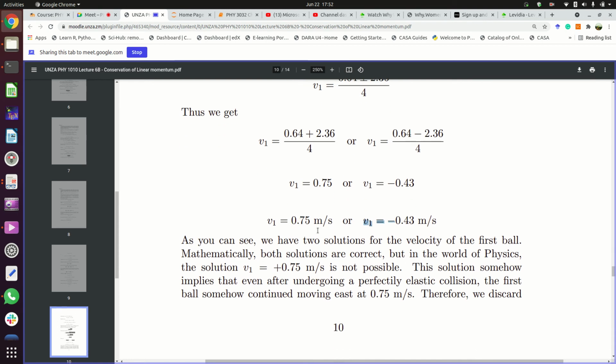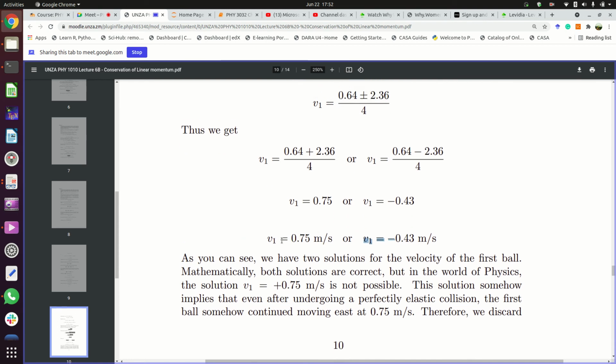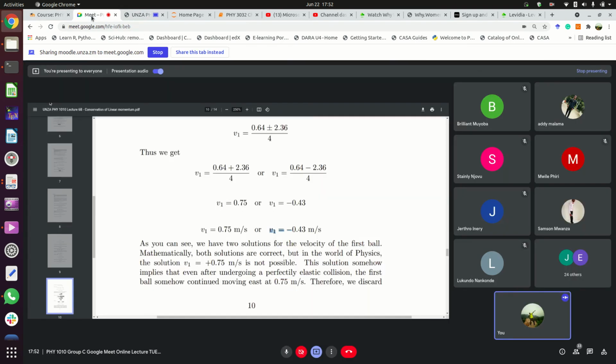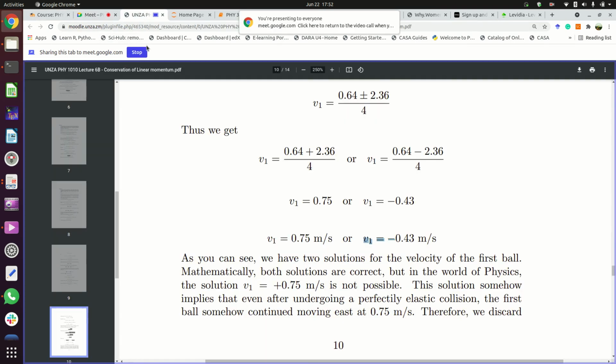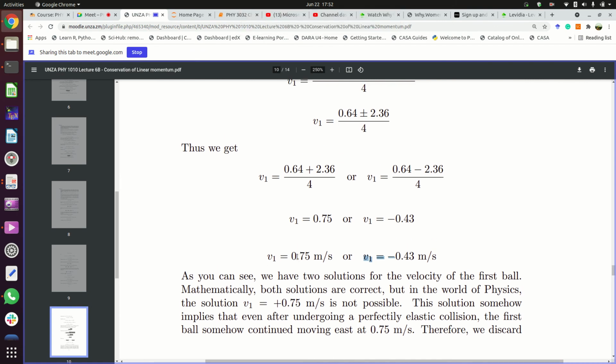Now, mathematically, these solutions are fine. If you're doing mathematics, then the solutions are fine. But you're not doing mathematics. What you're doing is physics. And if you look at this first solution here, it's positive. It's 0.75. We know that the first mass had a velocity of 0.75.